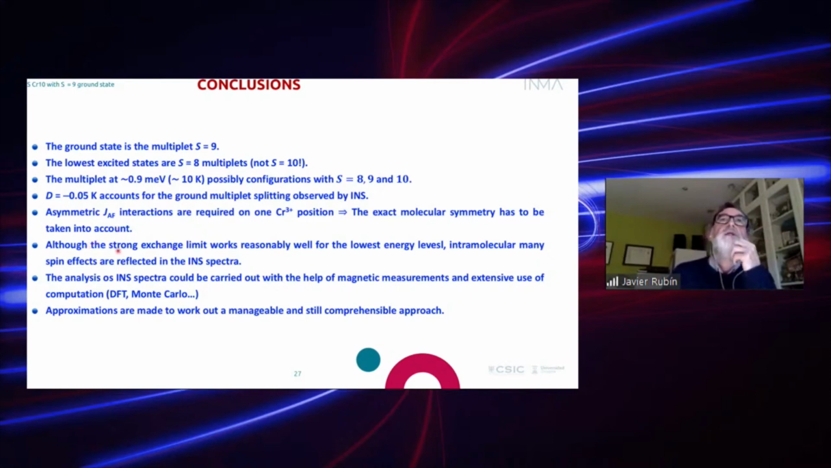And so we see that the intramolecular many-spin states are reflected in the spectrum, because we can see the different states with different spin. Here you can see an example of this pattern.